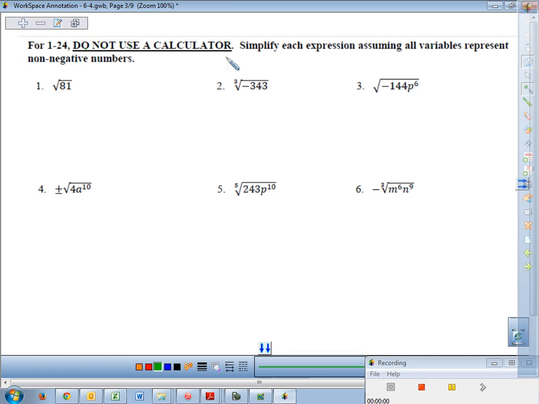So, square root of 81, you better know that one. What's the square root of 81? And you see why we don't put plus or minus 9? Because it's just whatever symbol's in front of it. It was an expression, not an equation. We didn't solve anything. We simplified it. Number 2, though, over here, they want a cube root. Okay? Can you take the cube root of a negative number?